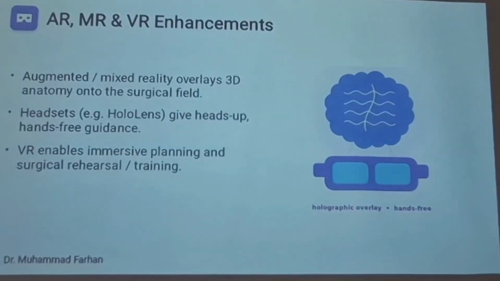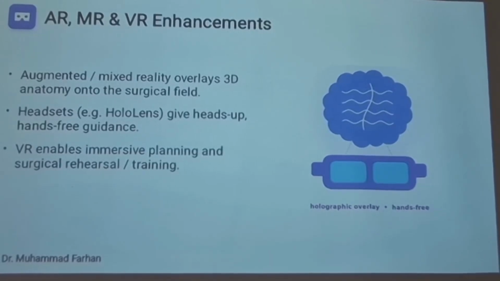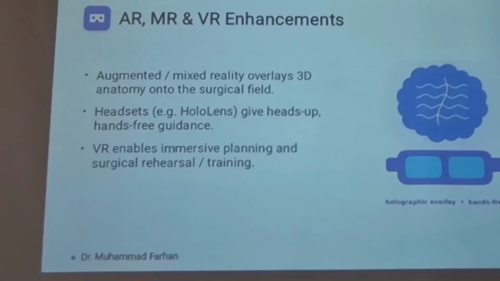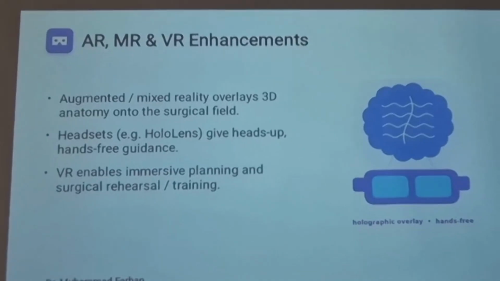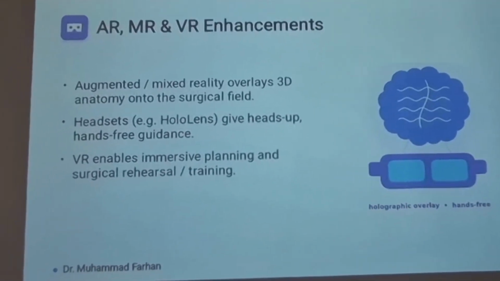Then AR, MR, and VR enhancements. These are the latest developments in neuronavigation. Augmented reality adds holographic images to the existing surgical field, which can help the surgeon to localize the lesion or help in identification of different anatomical structures and also the eloquent areas. So these are usually helpful.